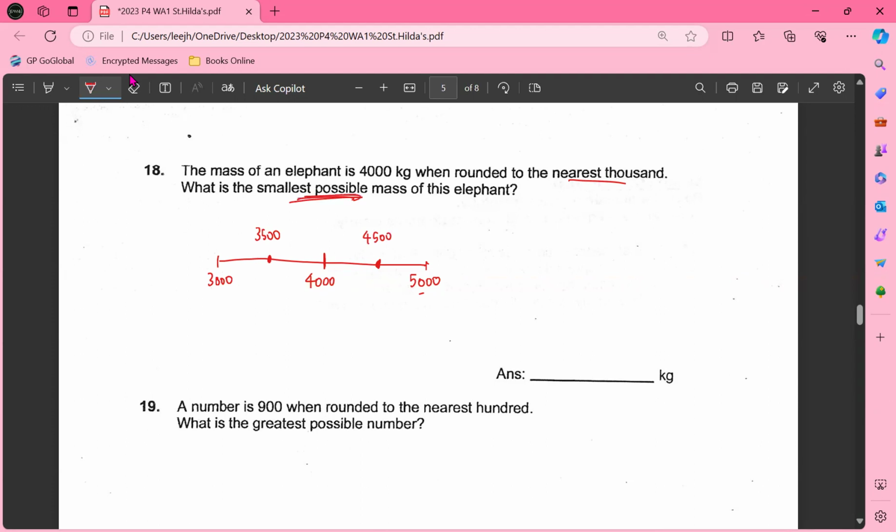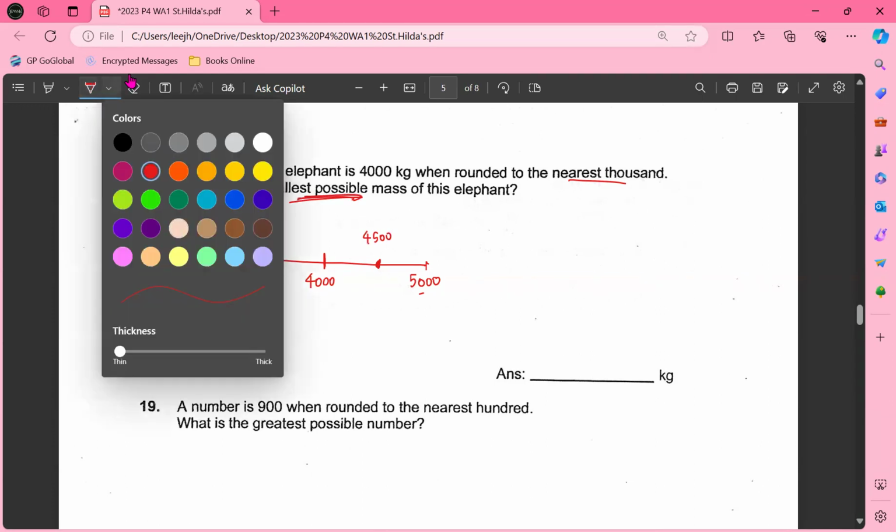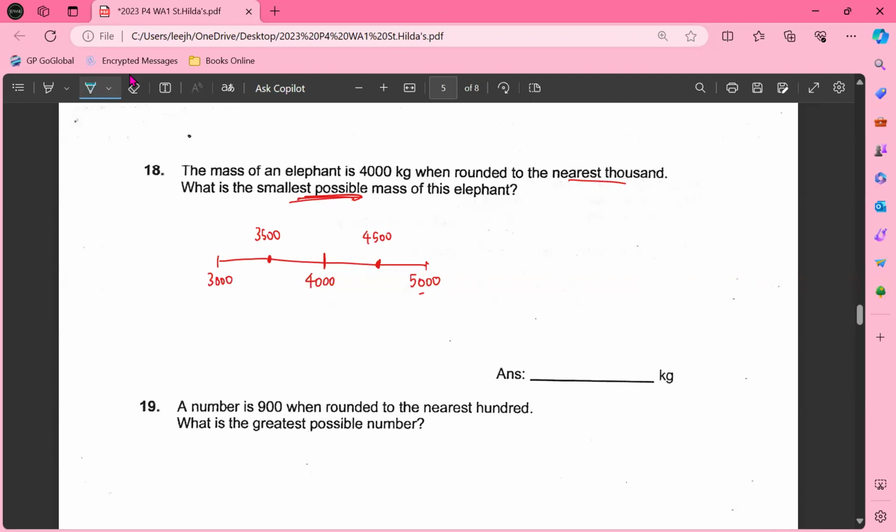So I want the smallest possible mass, which means I cannot stretch towards the bigger midpoint. I have to go backwards to the smaller midpoint, 3,500. Okay, so if you ask yourself, if it's 3,500, would I still be able to round to the nearest thousand? 3,500. I want to round to the nearest thousand, I look at the hundreds. Yes, can, because as long as it's 5 and more, it would be going to 4,000.